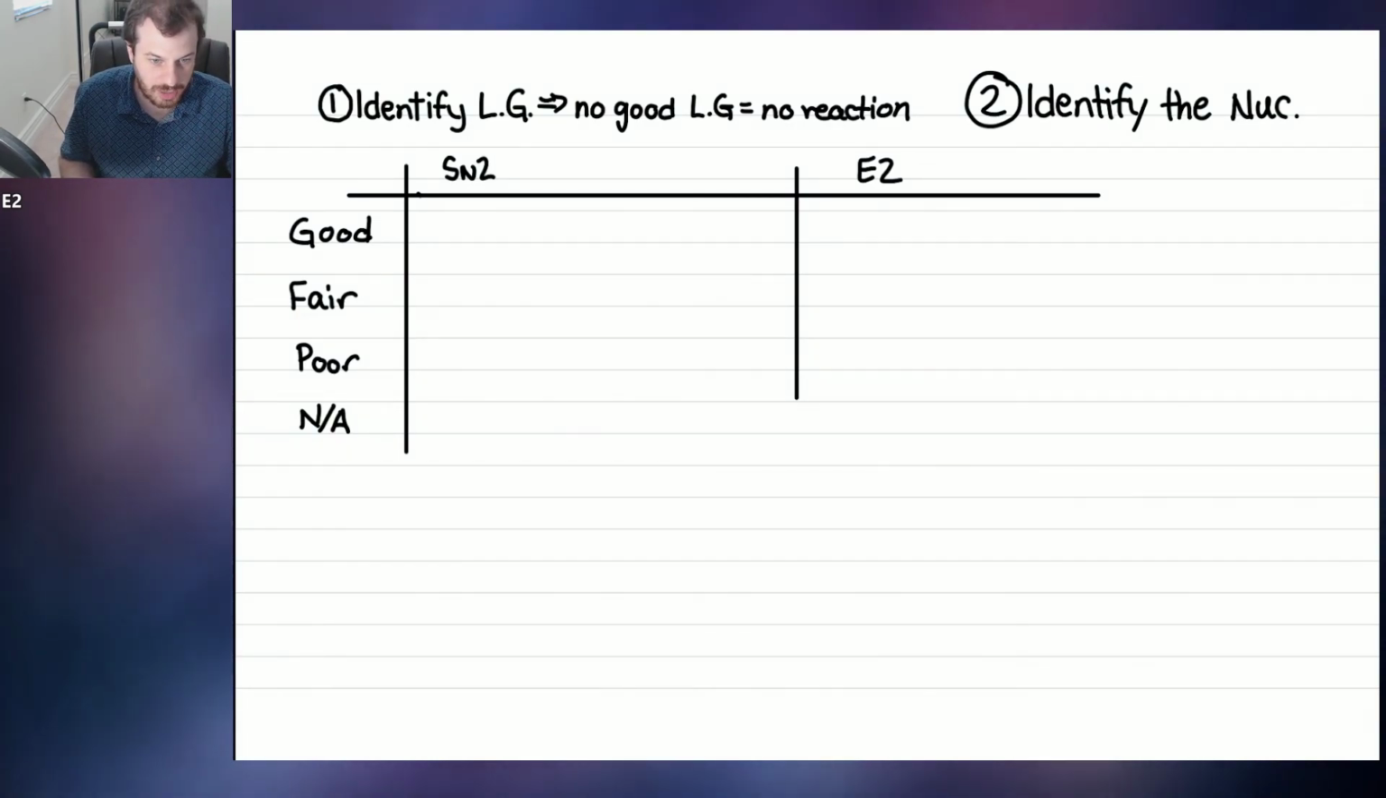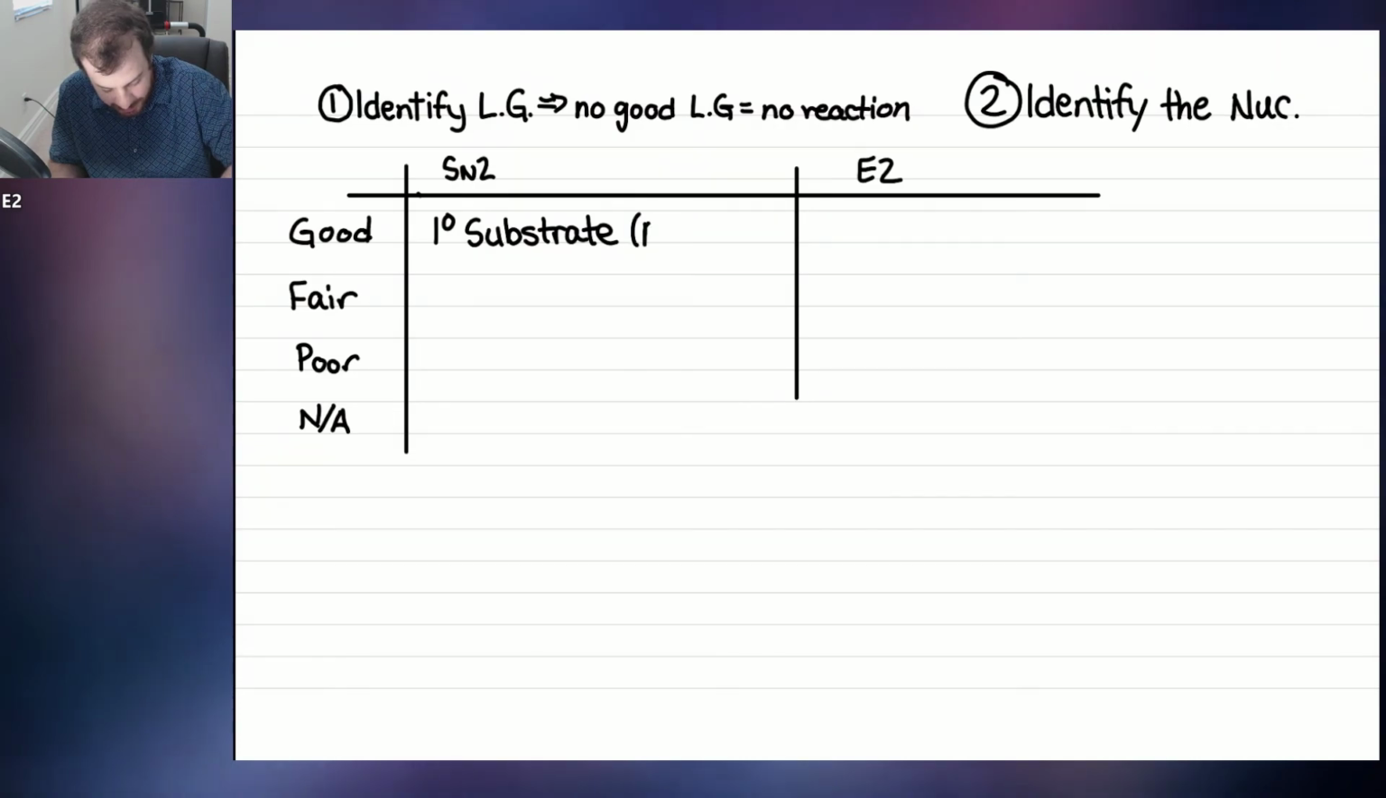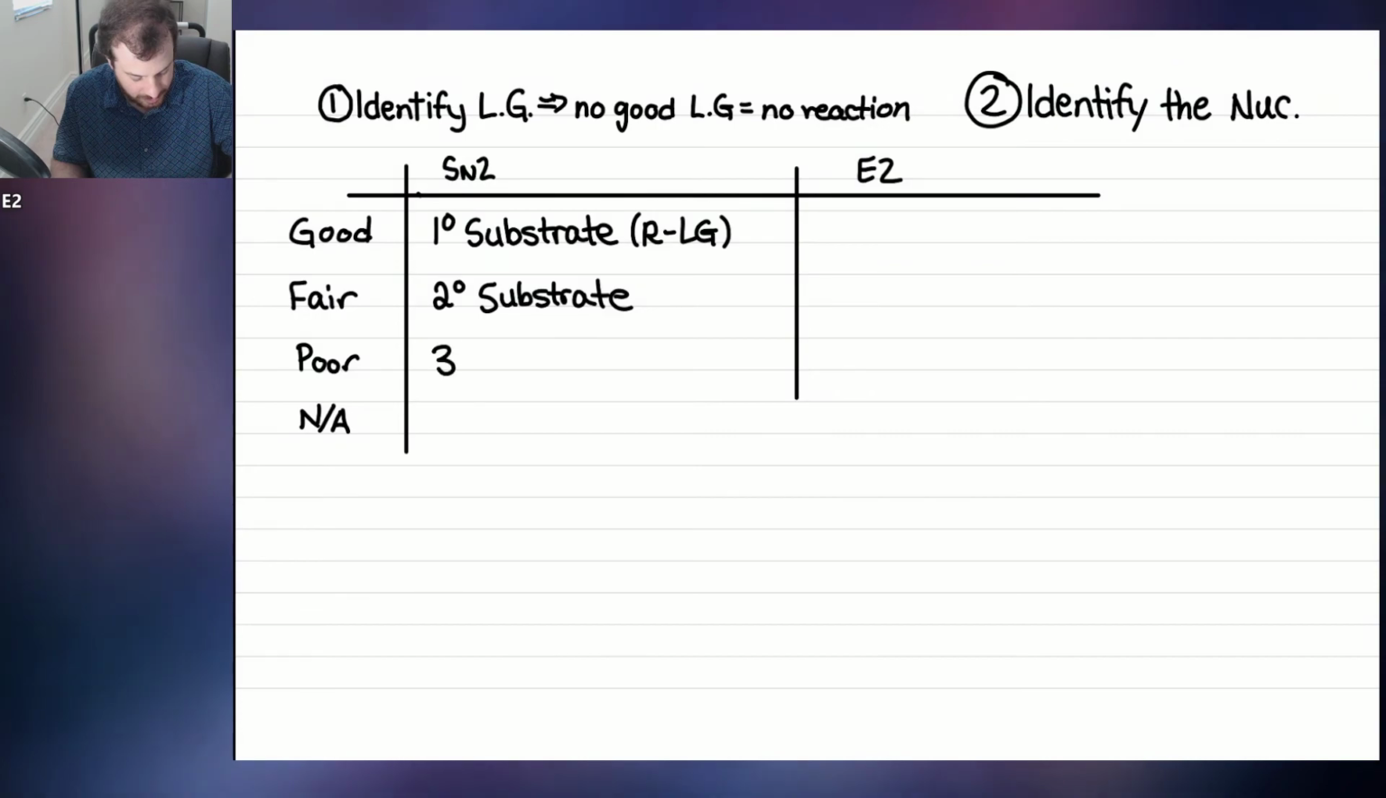The SN2 column will be based on the substrate sterics. So if you have a primary substrate, your SN2 column will be ranked as good. And remember, the substrate is referring to whatever the leaving group is attached to. A secondary substrate is said to be fair. And a tertiary substrate will be said to be poor.